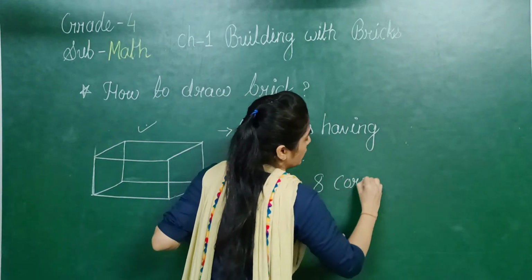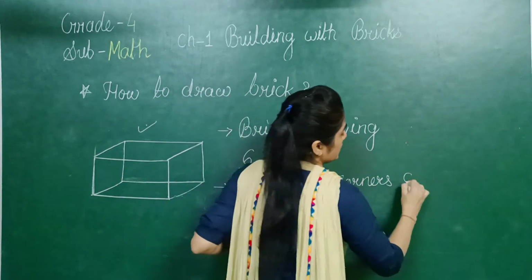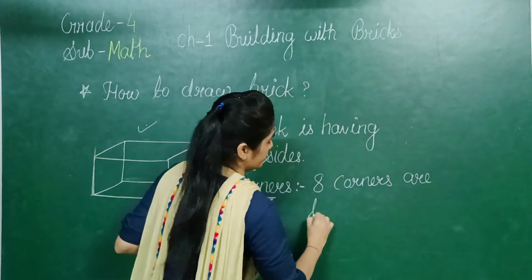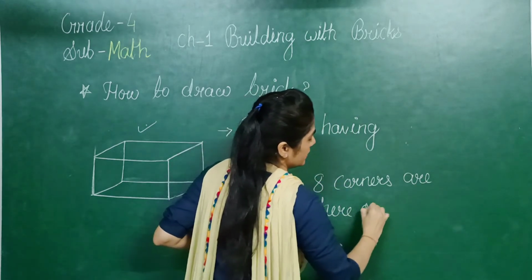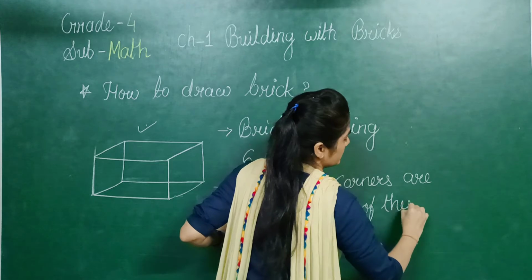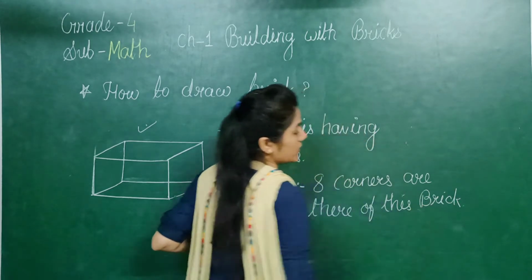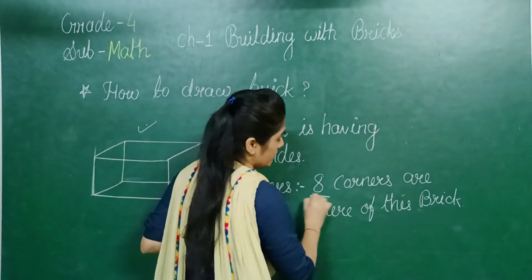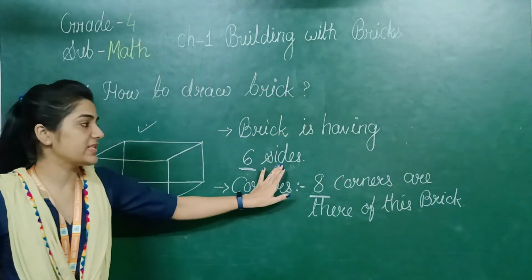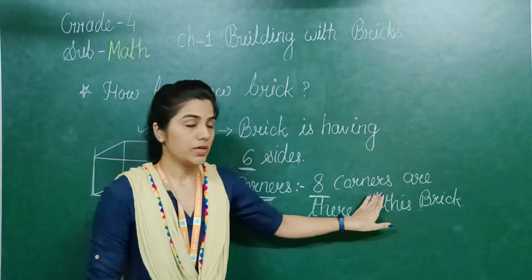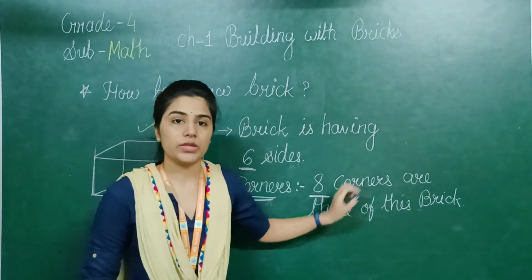8 corners are there in this brick. So we have found the sides as well as the number of corners. 6 sides and 8 corners.